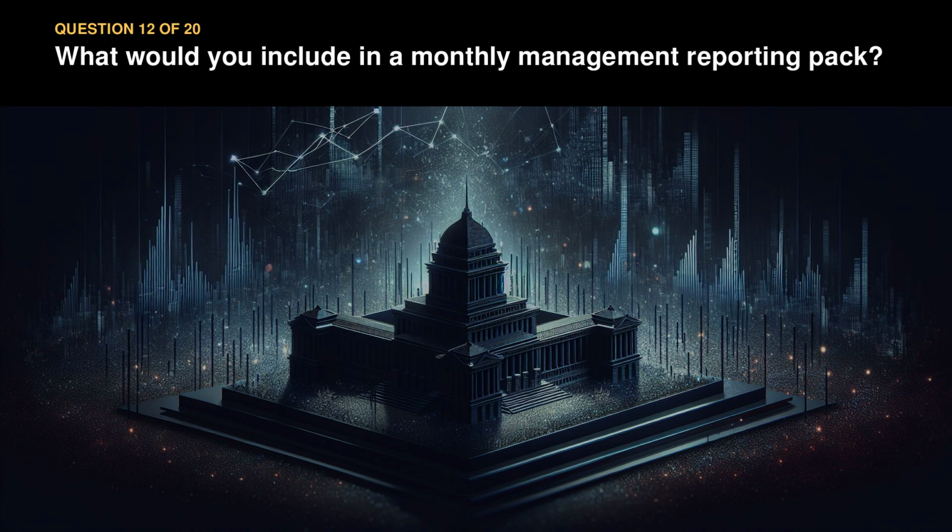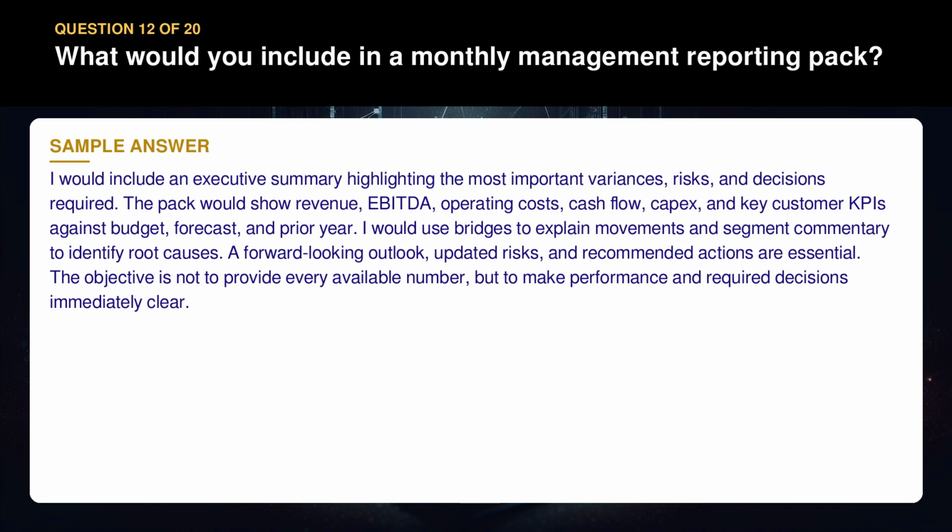Question 12. What would you include in a monthly management reporting pack? I would include an executive summary highlighting the most important variances, risks, and decisions required. The pack would show revenue, EBITDA, operating costs, cash flow, CapEx, and key customer KPIs against budget, forecast, and prior year. I would use bridges to explain movements and segment commentary to identify root causes.